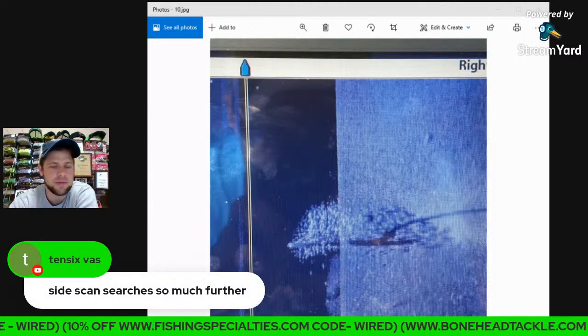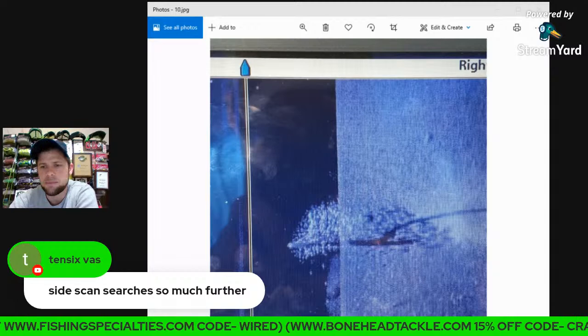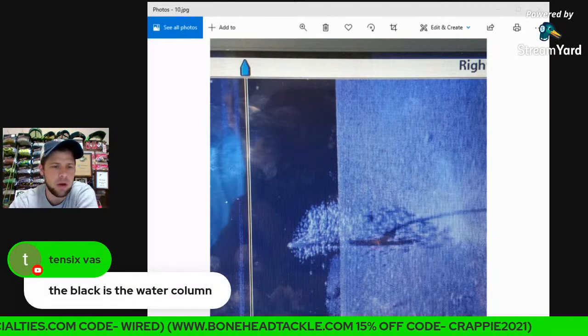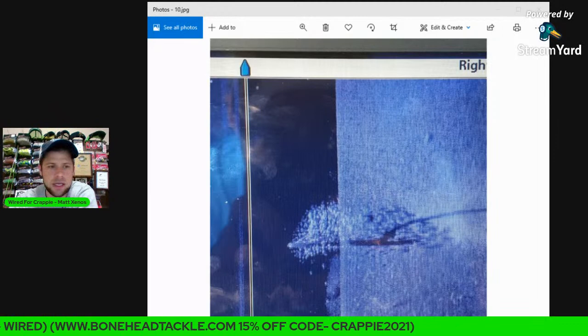Side scan search is so much further. Yeah, it does. Black is the water column. That's true, but it's a cone, not straight down.